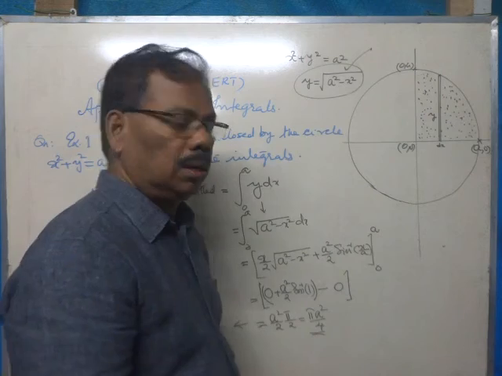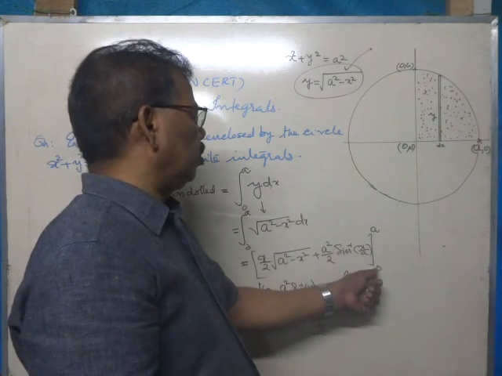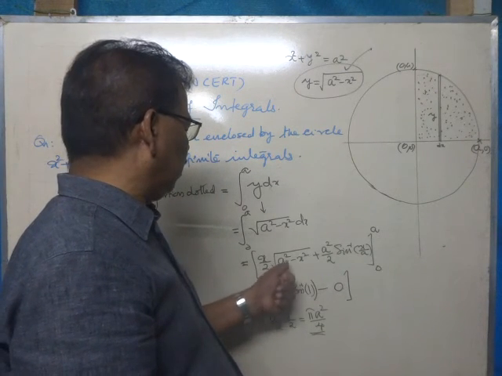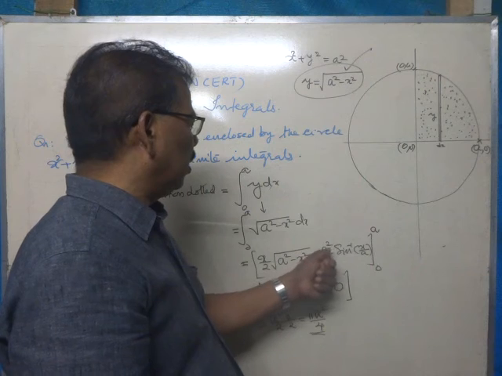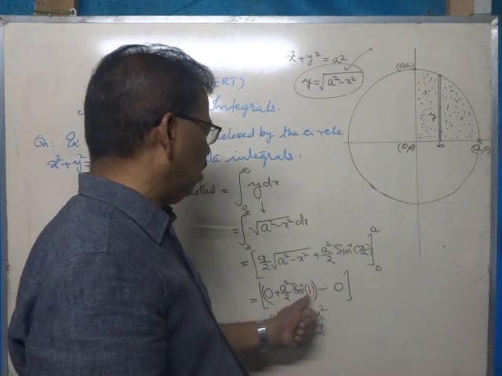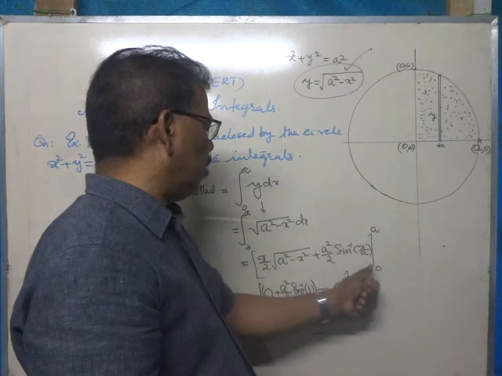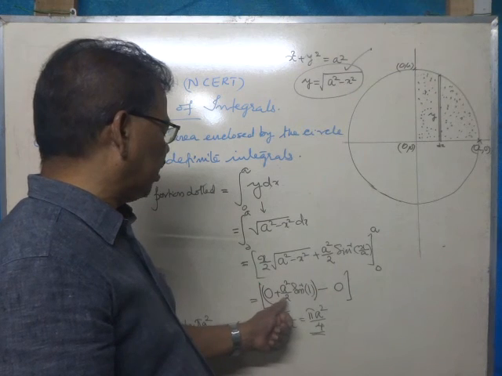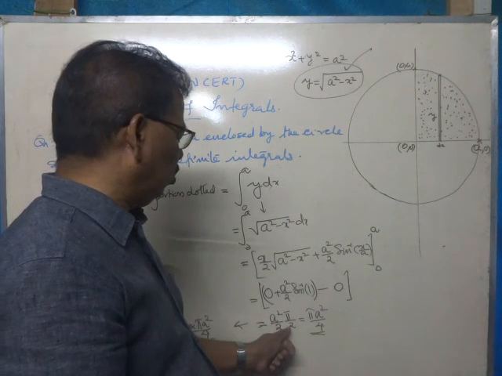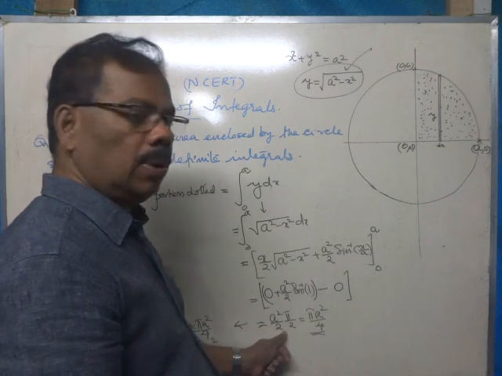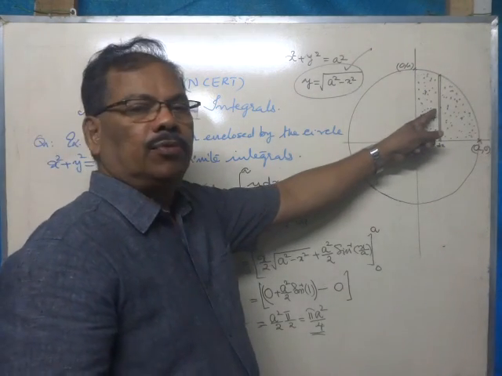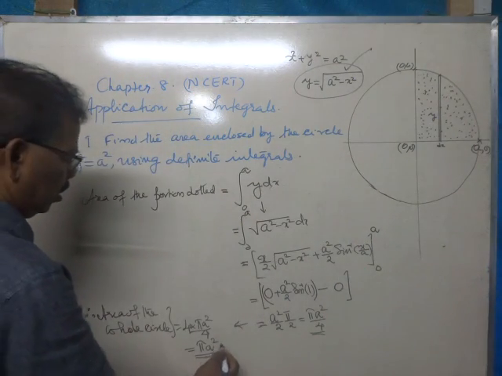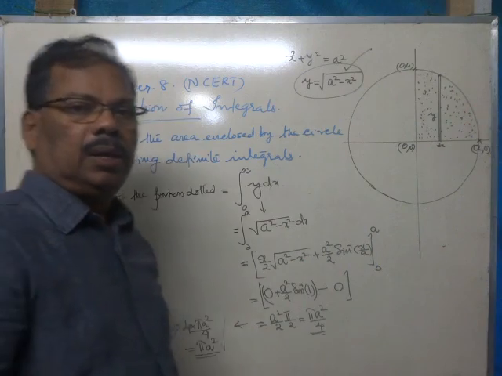We have given the interval from 0 to a. When we apply x equals a, this first part becomes 0. Here it is a square by 2 sin inverse 1, and applying lower value, it is 0 itself. On simplification, it is a square by 2, sin inverse 1 is pi by 2. Therefore, pi a square by 4. That is the area of 1/4 of that circle. To get the total area, we multiply it by 4. And we got the result pi a square.